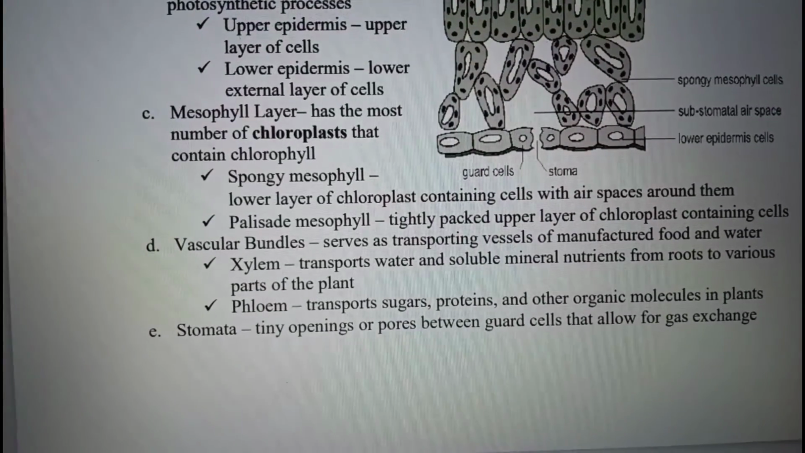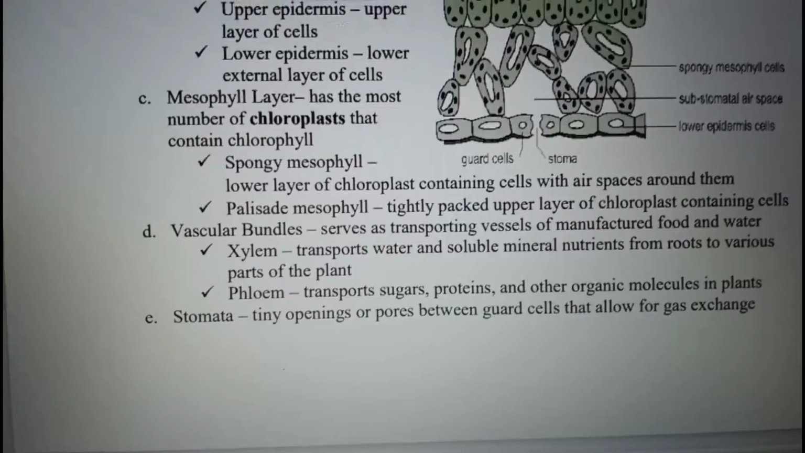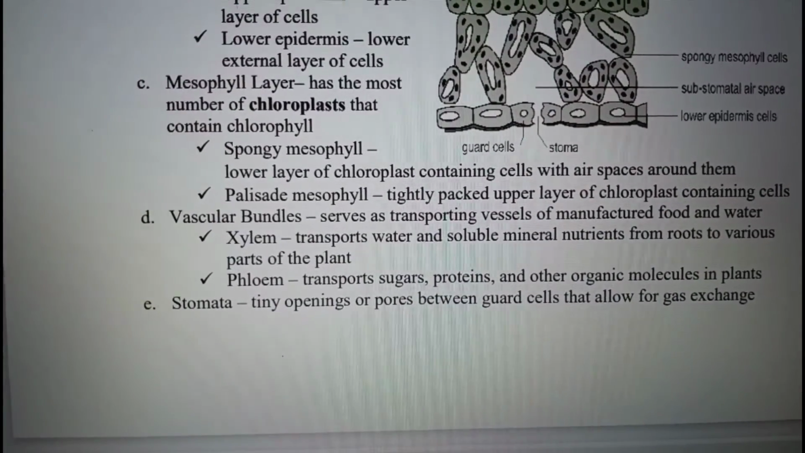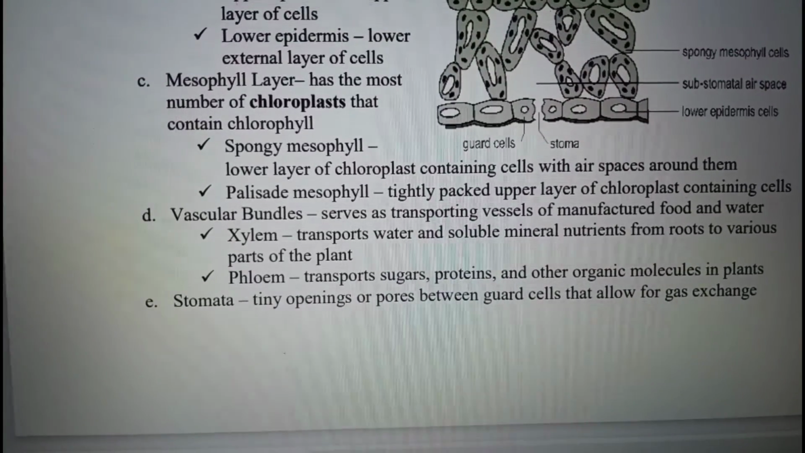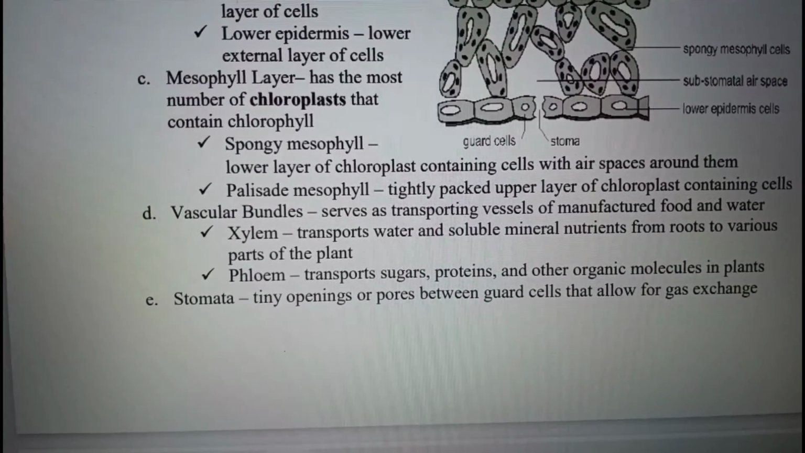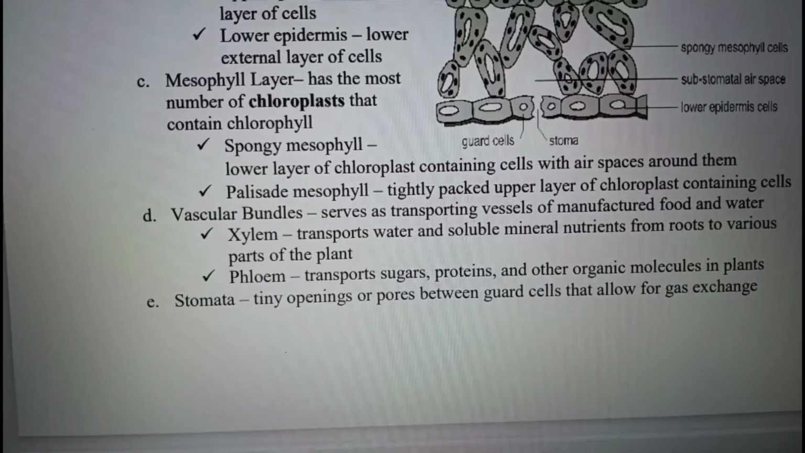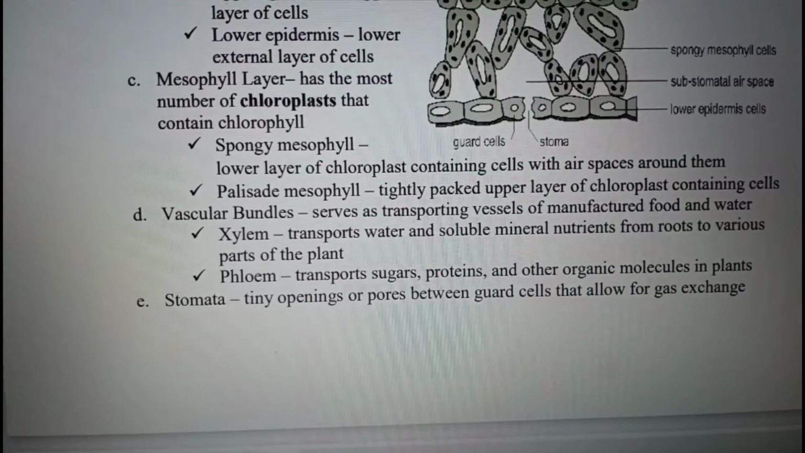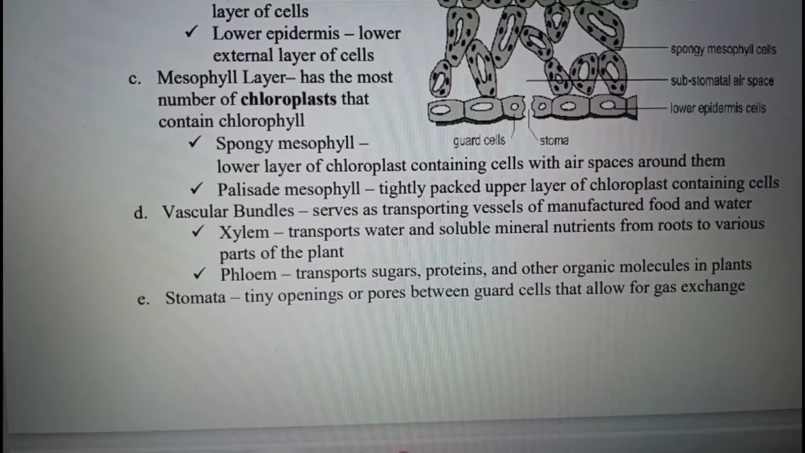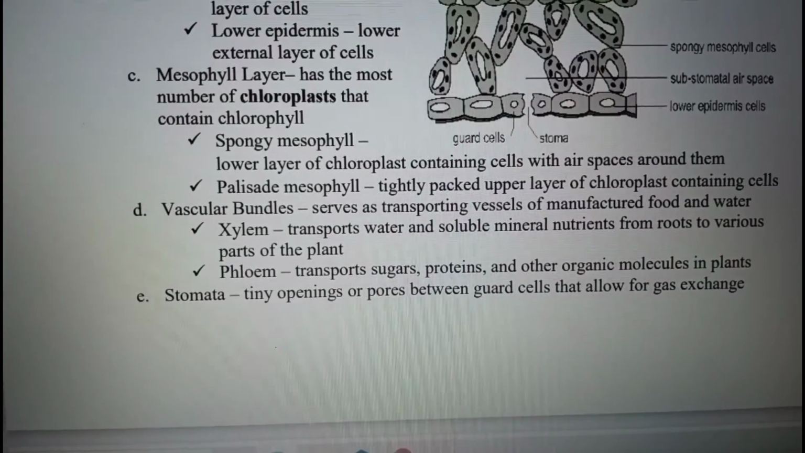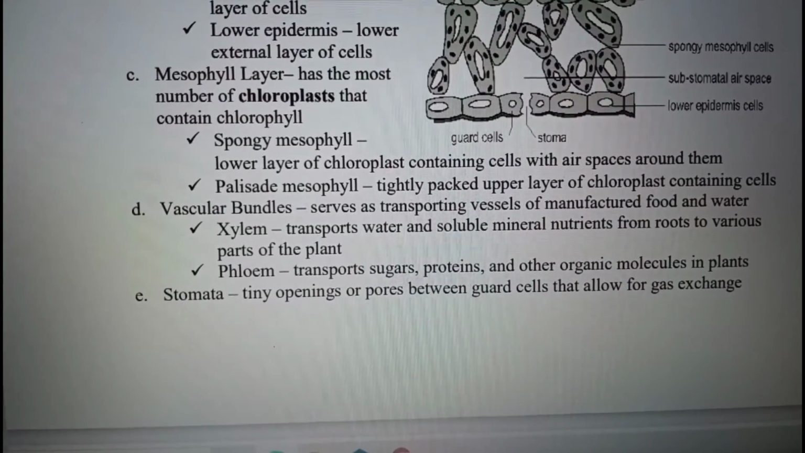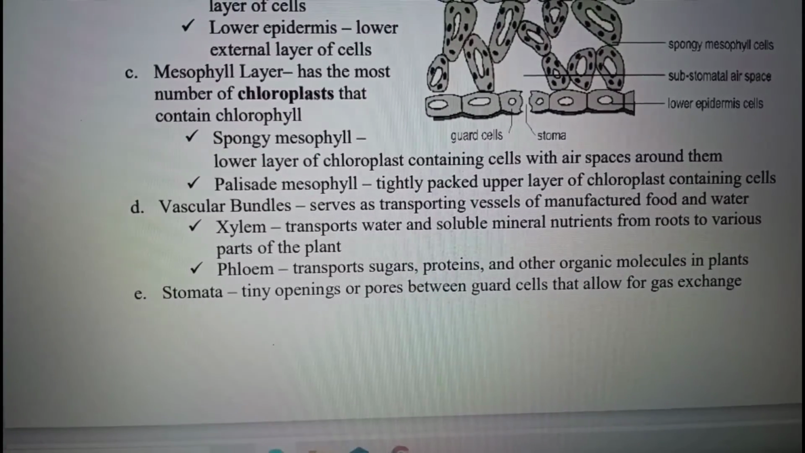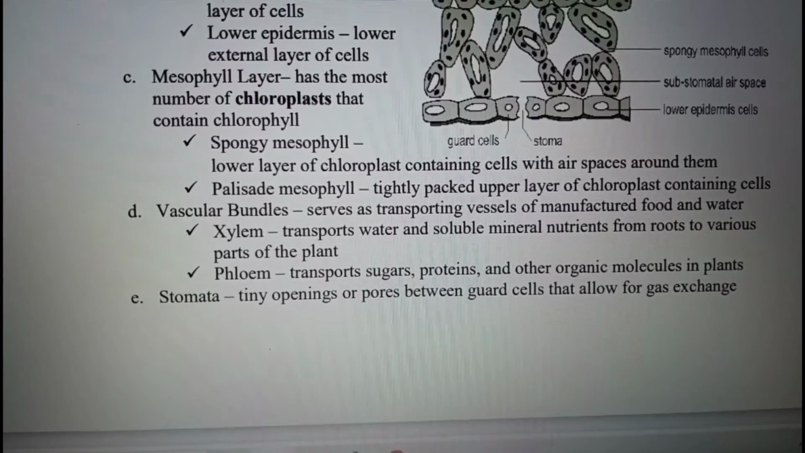So the chlorophyll is naa siya sa chloroplast. Ang chloroplast is also the part of the leaf nga naa makita ang chlorophyll. It is divided into spongy mesophyll and palisade mesophyll. So what is the difference? The spongy mesophyll is the lower layer of the chloroplast containing cells with air spaces around them. Then the palisade mesophyll is the tightly packed upper layer of the chloroplast containing cells.